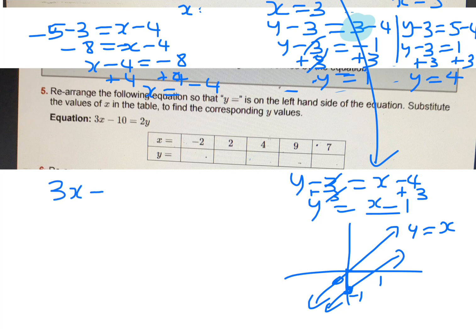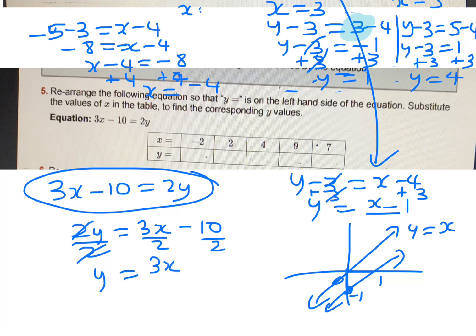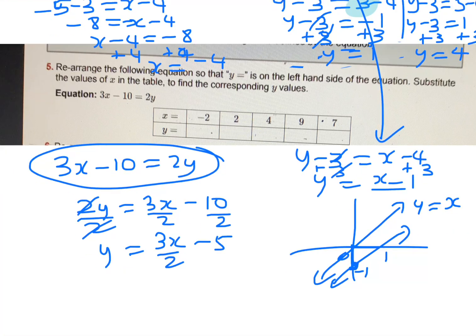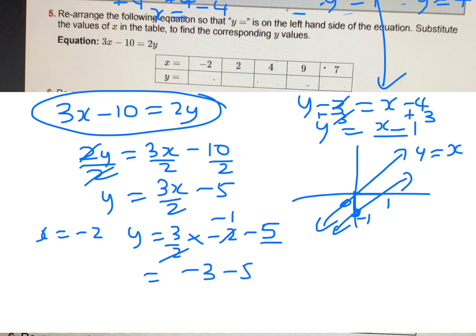Alright, if you look at this next one here, the equation is 3x minus 10 equals 2y. Now rearrange the equation so you have y equals, okay? So 2y is 3x minus 10. So if you divide by 2, divide by 2, they cancel out. Y equals 3x on 2 minus 5. So when x is minus 2, y is 3 on 2 times minus 2 minus 5. You could put that in your calculator. You end up with minus 3 minus 5 is minus 8.